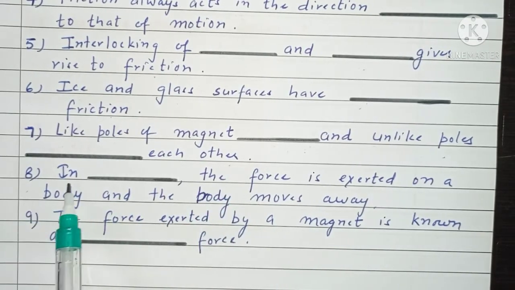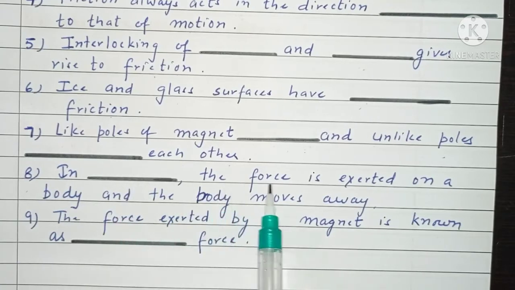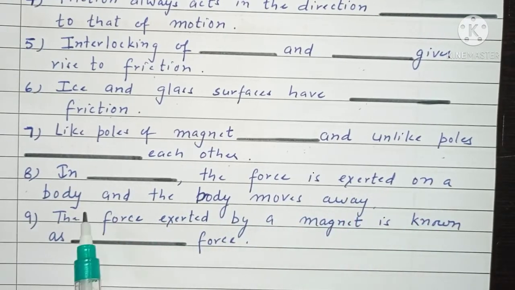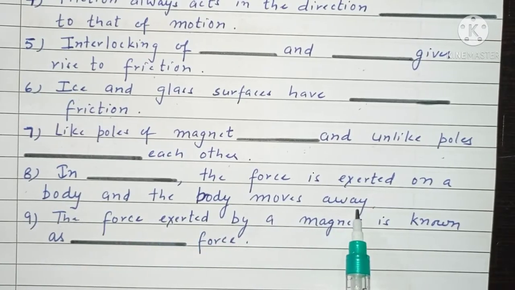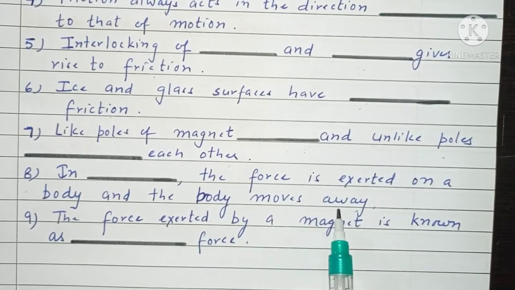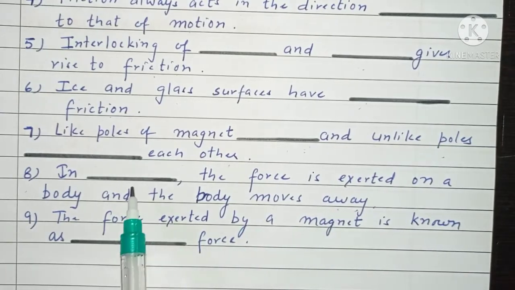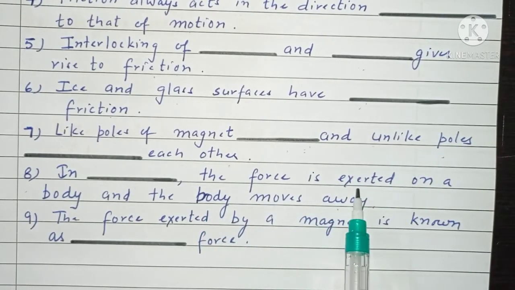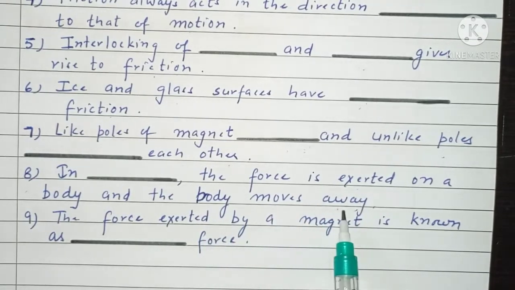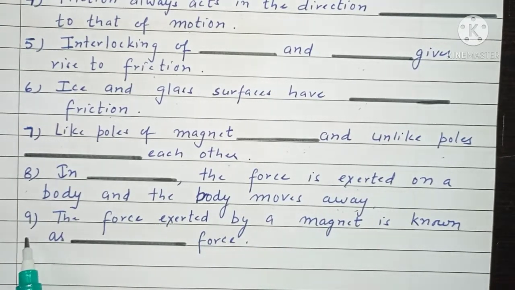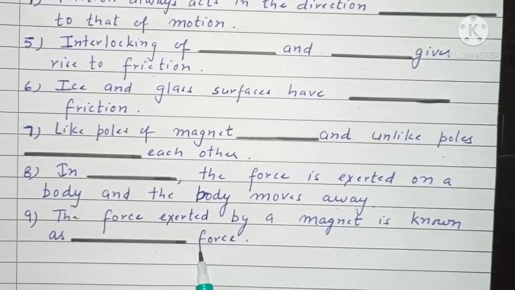The 8th part is in dash. The force is exerted on a body and the body moves away. Which is the force in which when the force is exerted, the body moves away from you? Is it push or pull? Yes, it is in pushing. The force is exerted and the body moves away. And number 9th is the force exerted by a magnet is known as magnetic force.